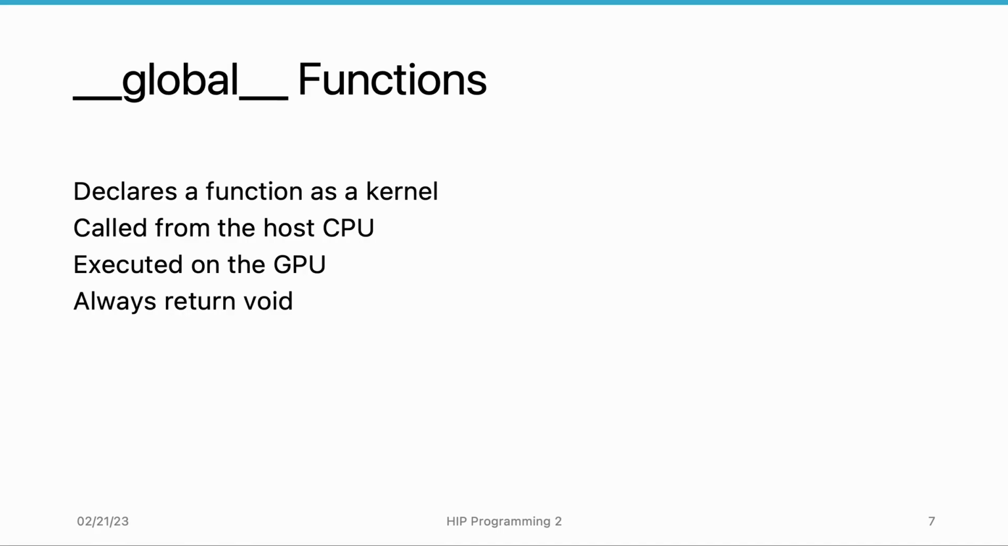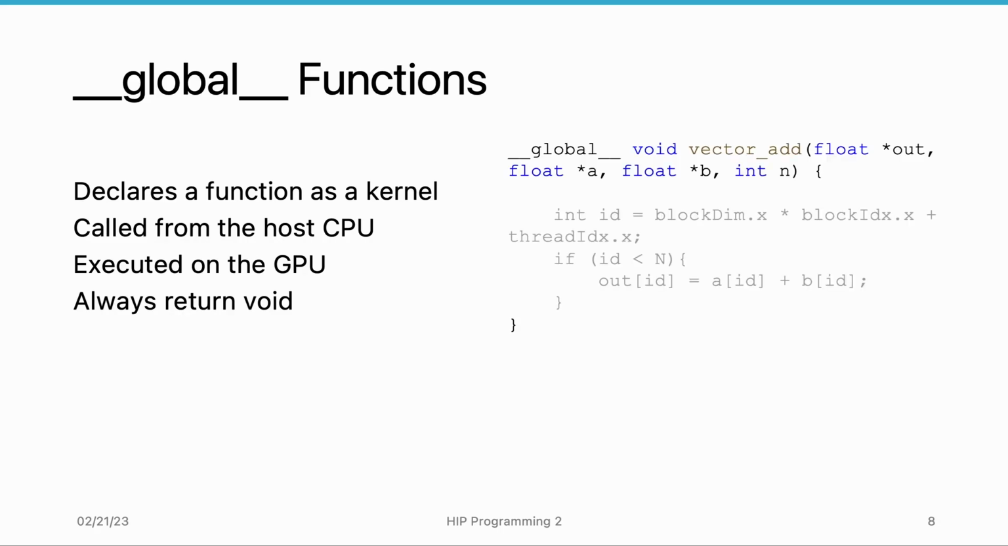The global function type qualifier declares a function as a kernel, which can be called from the host CPU and can be executed on the GPU. The function does not return values to the host CPU. The communication between the CPU and the GPU needs to be completed with the memory copy API calls. Let's look at an example of a kernel using the global qualifier. In this example, we can see the global qualifier specifies the type of a function, including its return type void and the type of its parameters.